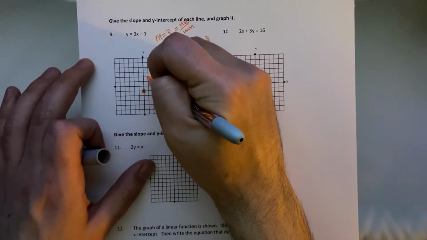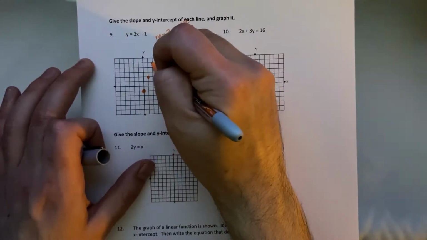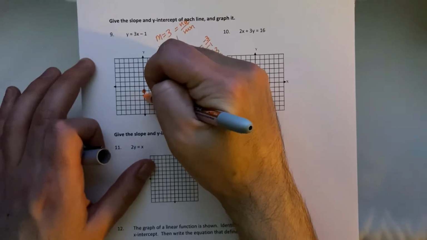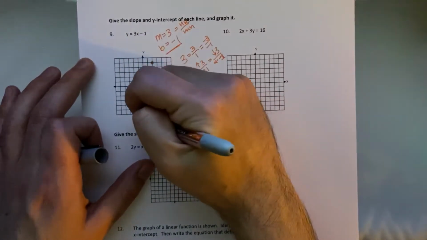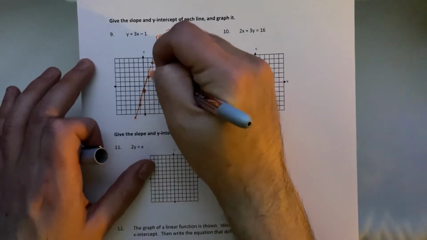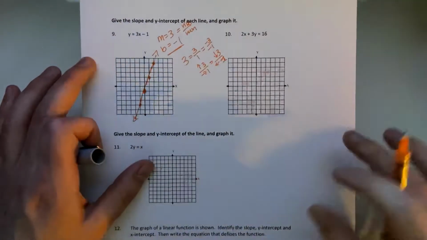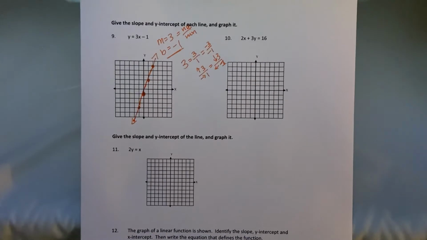So up 3 over 1 gives us other points. You'll notice down 3 and to the left 1 gives us the similar points that are still on the line. So it makes it easy to graph going either way. So whichever way you choose to do it is fine.